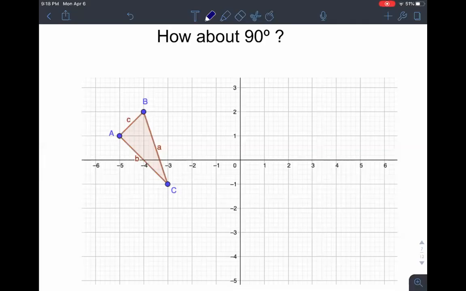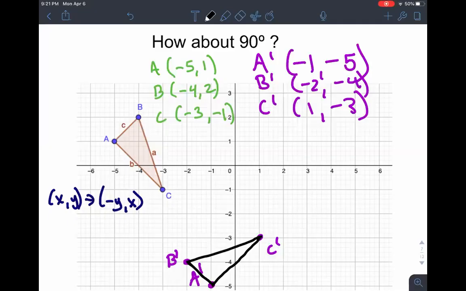Well then, my friends, how about a 90-degree rotation? Same triangle, different rotation. Just to get you started, first, write down the original points. Next, figure out, by looking back, what is the transformation using arrow notation? Find the new points, graph them, and connect them.